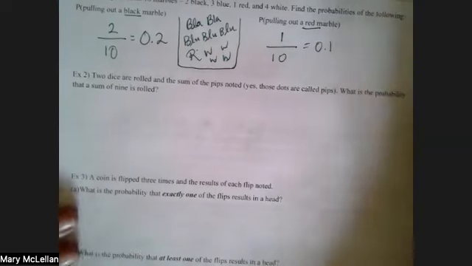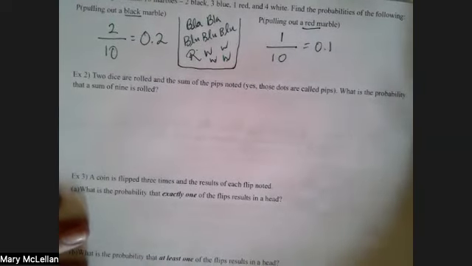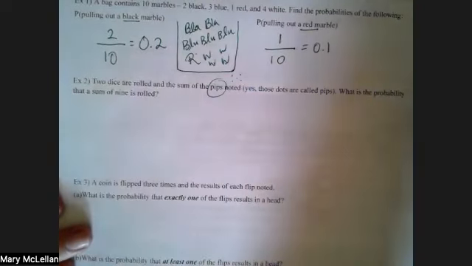Next problem. This is a classic problem. 2 dice are rolled, and the sum of the pips noted. Those little dots on a die are called pips. Did you know that? So if I rolled a 5, it would look like that. Anyway, what is the probability that a sum of 9 is rolled? So I'm going to draw our sample space here. And on top, I'll show what happens with the first roll. And on the side, I'll show what could happen on the second roll.